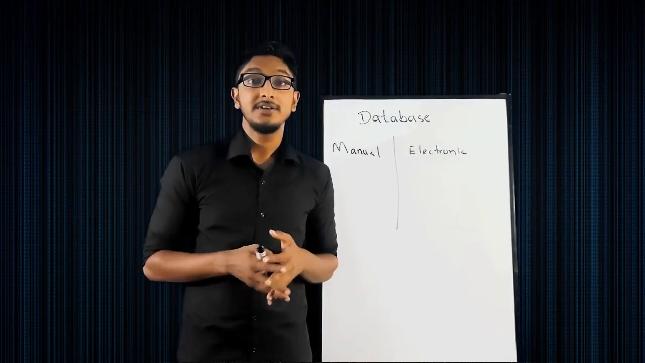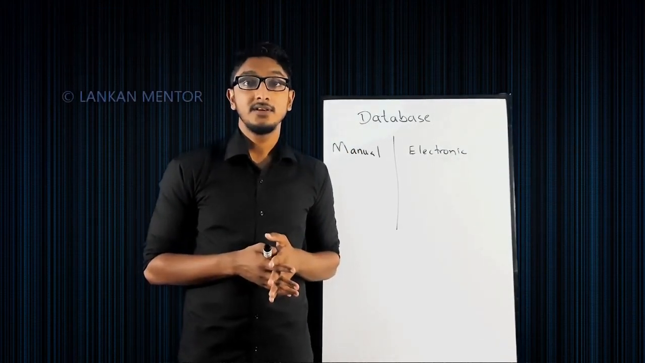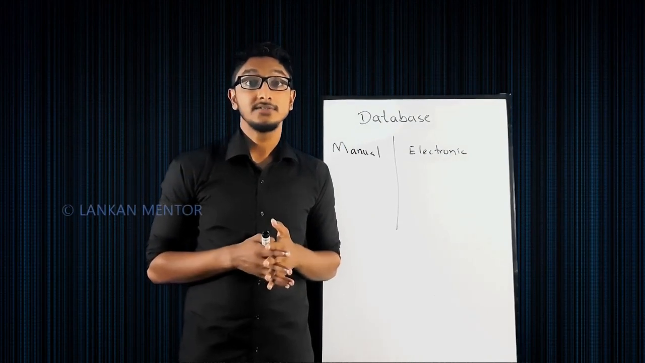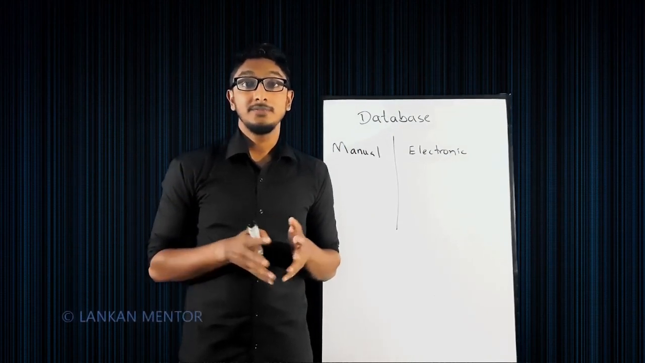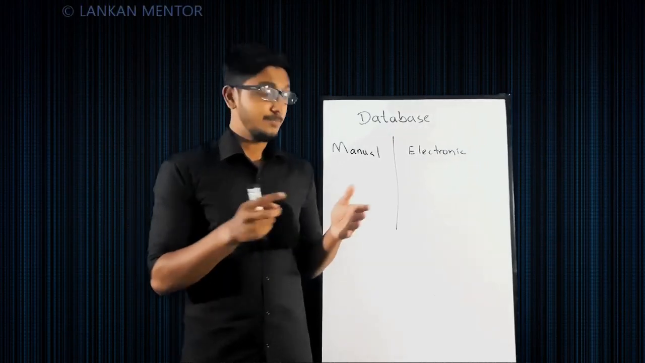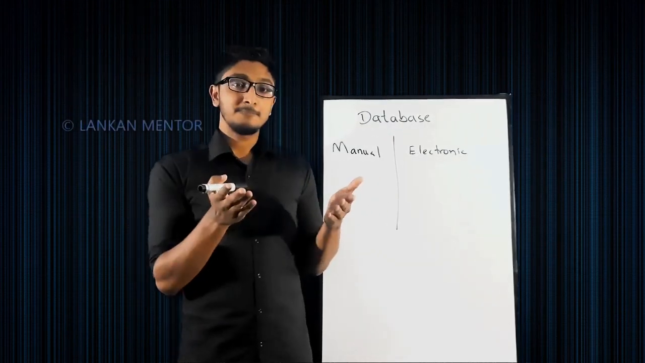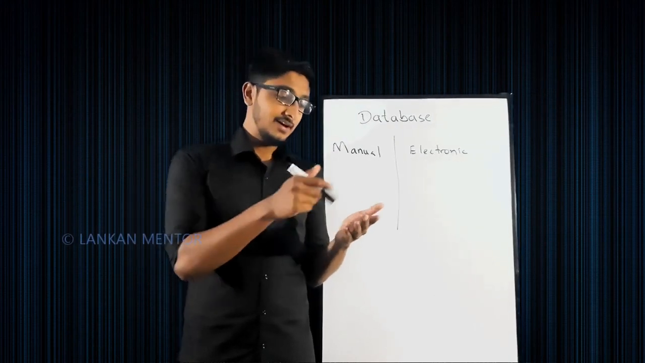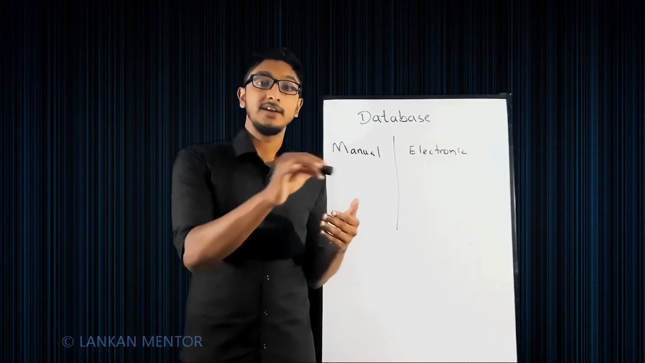Now in Cargills, how many items do you have? How many items do you have in Cargills? Probably 1 million items, right, different kinds of items. So he went to the other page of the ledger and he's starting to write the new items.